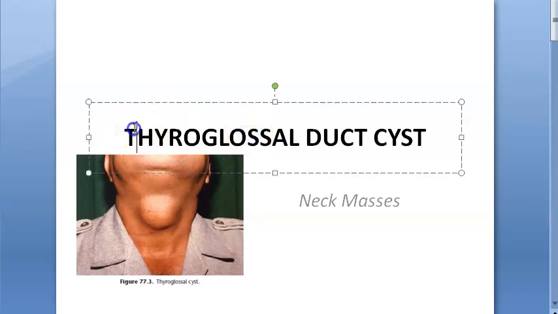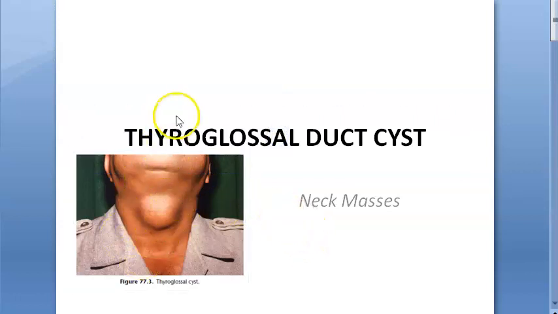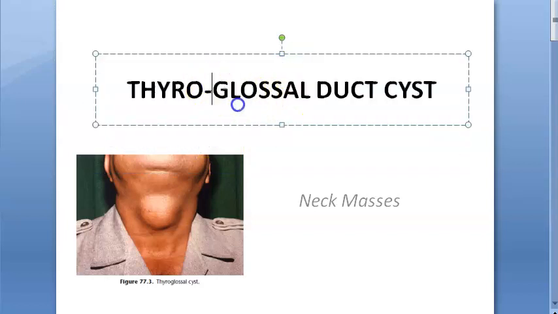Hello people, in this video we want to look at thyroglossal duct cyst. Basically this is a neck mass, okay, and it is a midline mass. Let's try to understand what is thyro, something to do with thyroid gland, glossal, something to do with tongue, some duct is there, over that some cyst has developed, okay. So let's try to understand this.